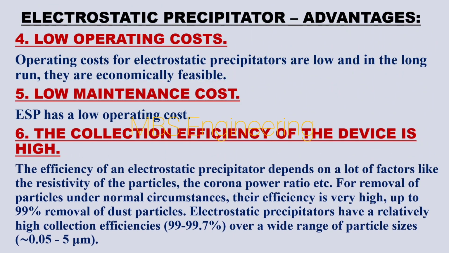Next, point number 6. The collection efficiency of the device is high. The efficiency of an electrostatic precipitator depends on a lot of factors like the resistivity of the particles and the corona power ratio. For removal of particles under normal circumstances, their efficiency is very high, up to 99% removal of dust particles. Electrostatic precipitators have relatively high collection efficiencies, 99 to 99.7%, over a wide range of particle sizes, approximately 0.05 to 5 micrometers.